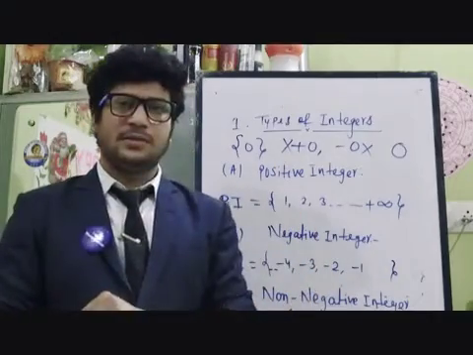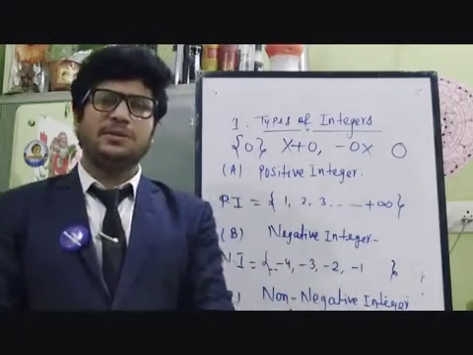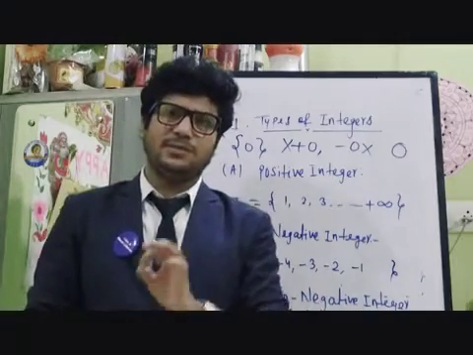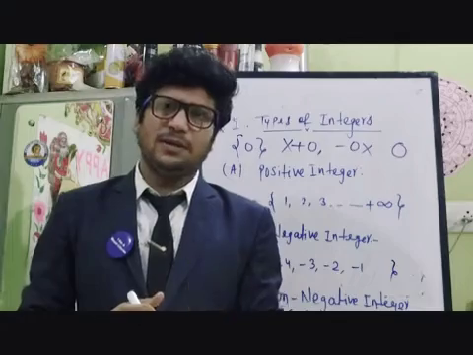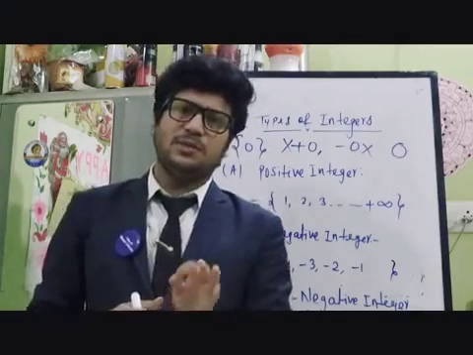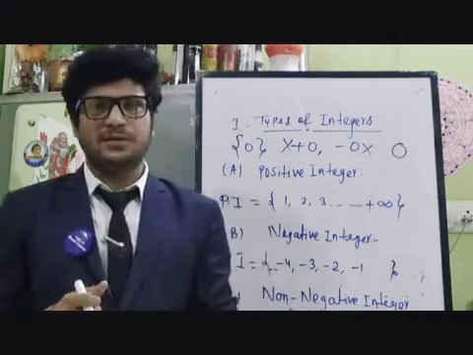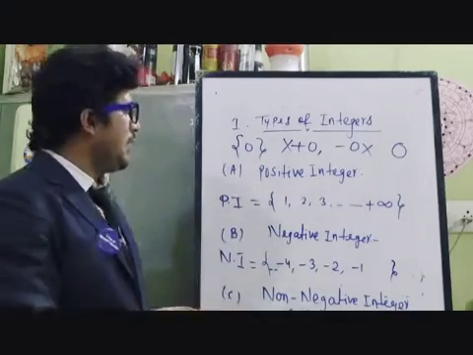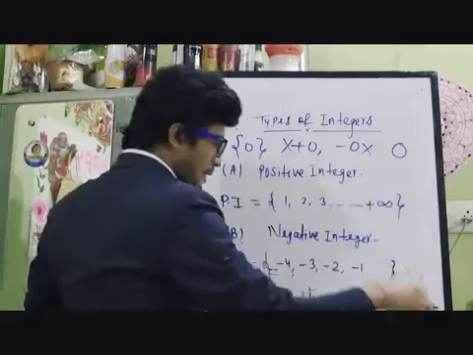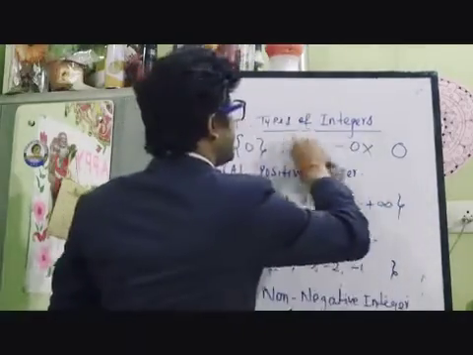Non-negative integers. 0 is also a number, but 0 is neither positive nor negative. We know 0 is a number, but it is not a positive number and not a negative number. So we can say 0 is a non-negative number. Non-negative means neither positive nor negative. We cannot write +0 or -0.